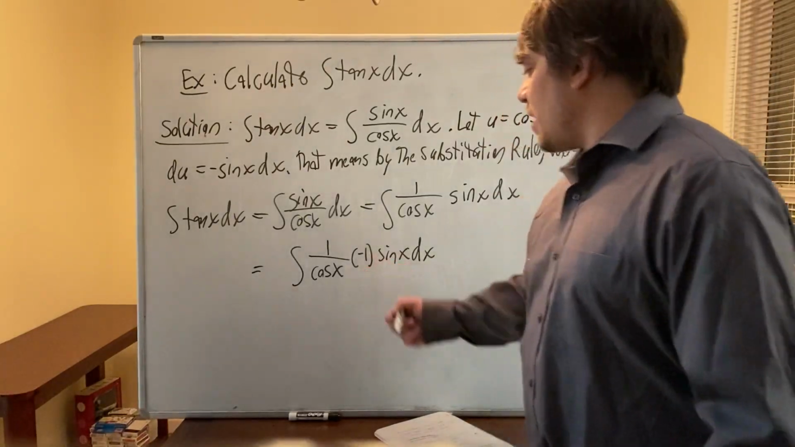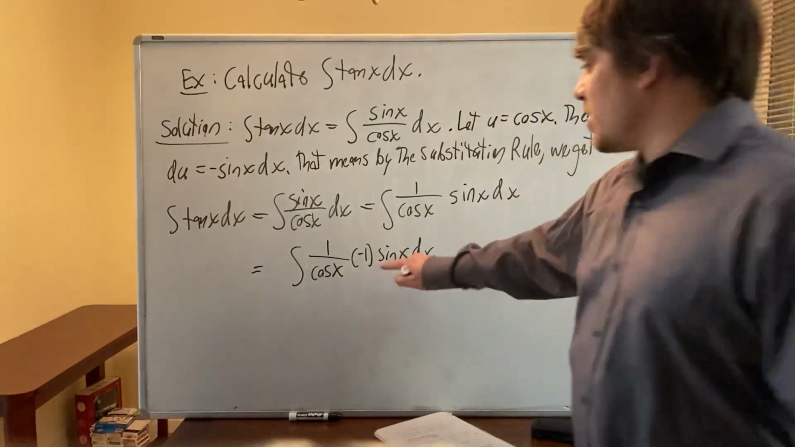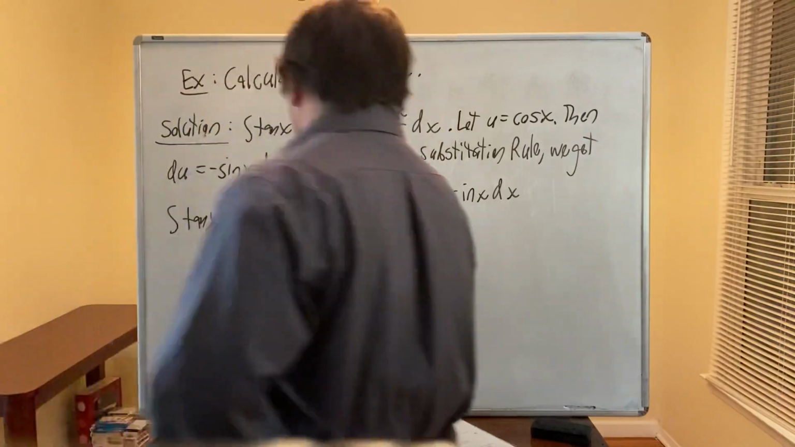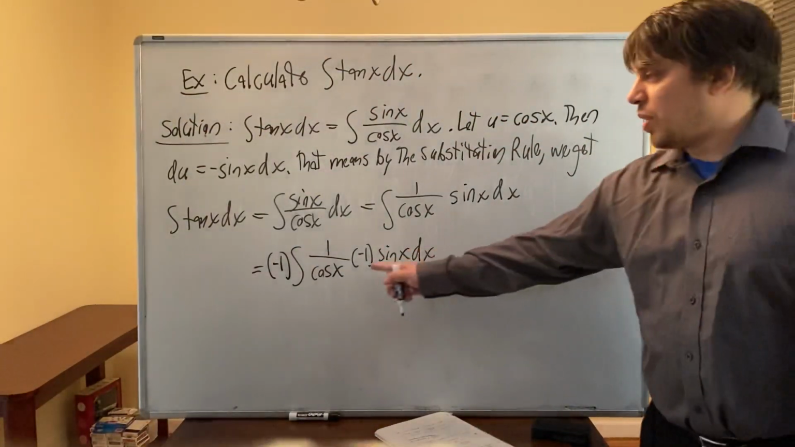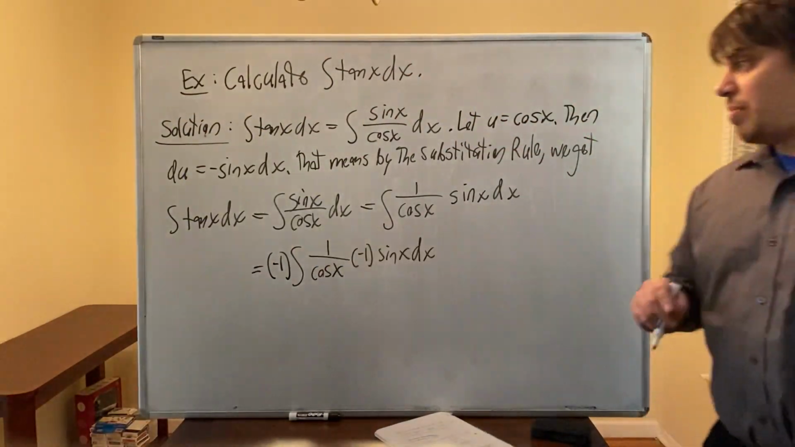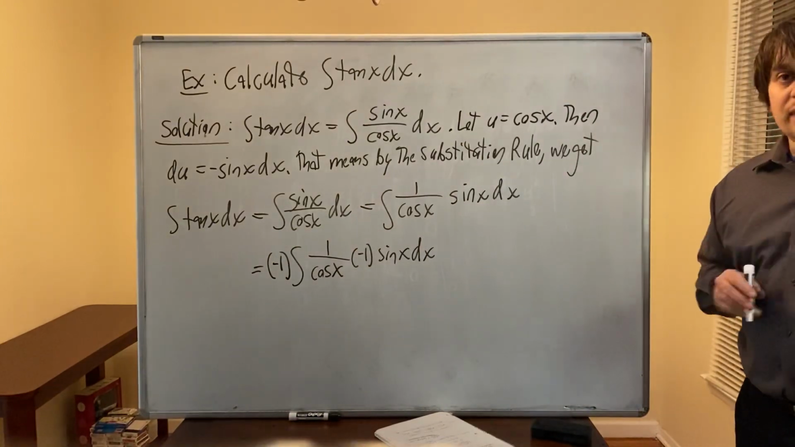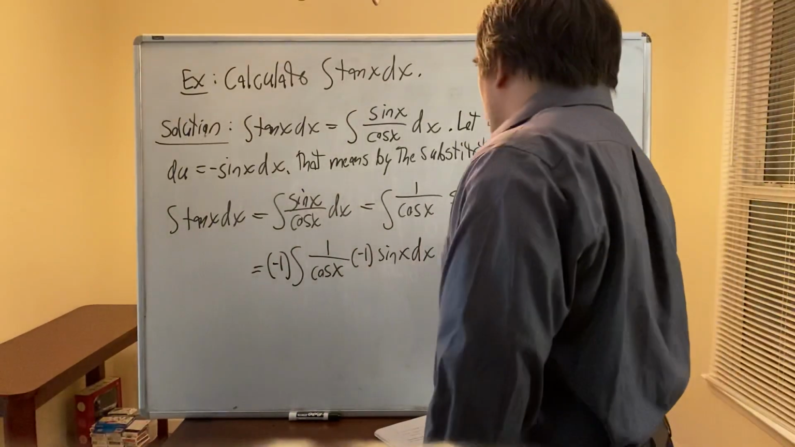So since I was missing a negative 1, I put it there. And to fix that, I have to multiply the outside by negative 1 also. So multiplying the inside by negative 1 to get what I wanted there, and multiplying the outside by negative 1 means that you have the same value. Okay? So now let's do u substitution.